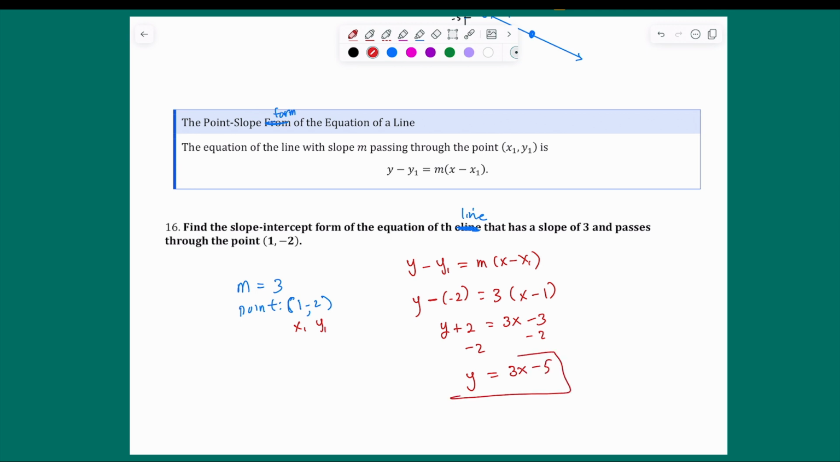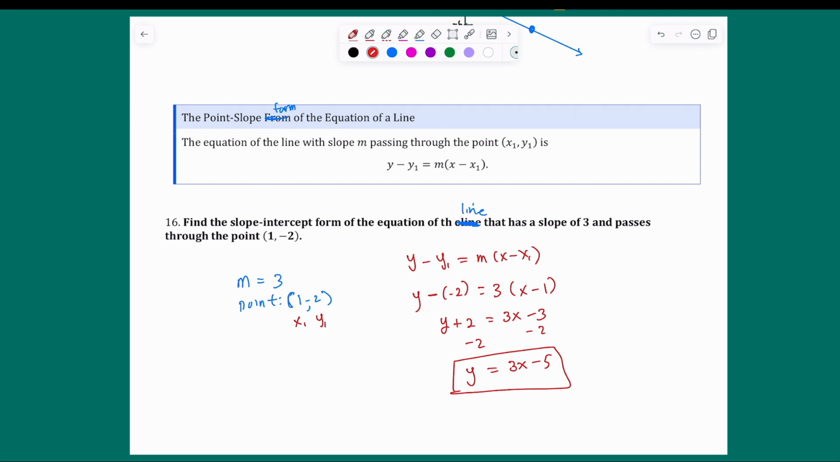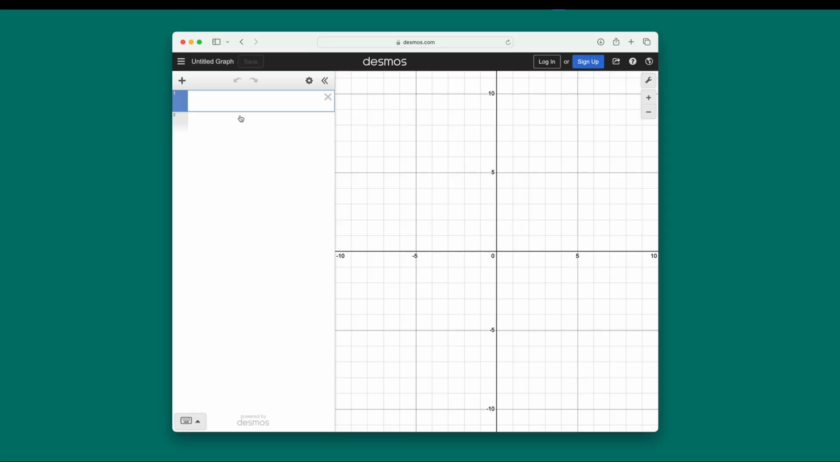And so the line with slope of 3 passing through the point (1, -2) is the line y equals 3x minus 5. You could quickly check on Desmos here. If I graph the line y equals 3x minus 5, you can see it passes through the point (1, -2), which would be right there. I can't click on it, but if I graph the point, it should appear on the line. There it is. That point is (1, -2).